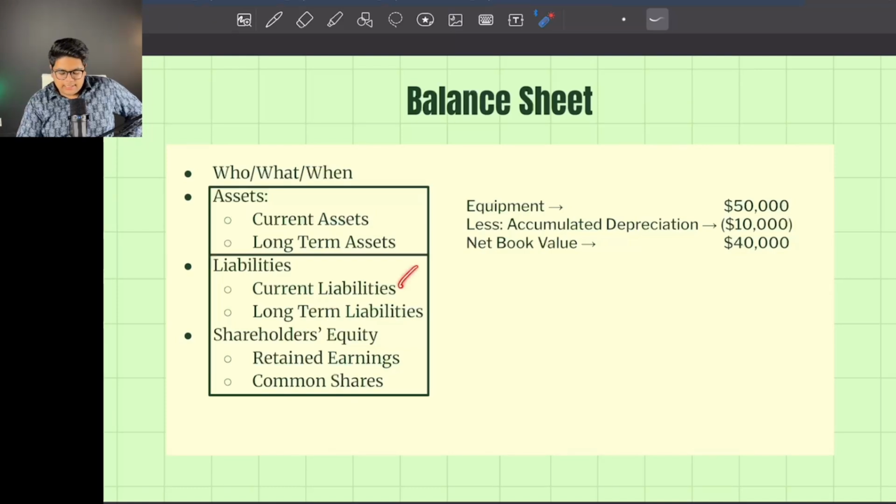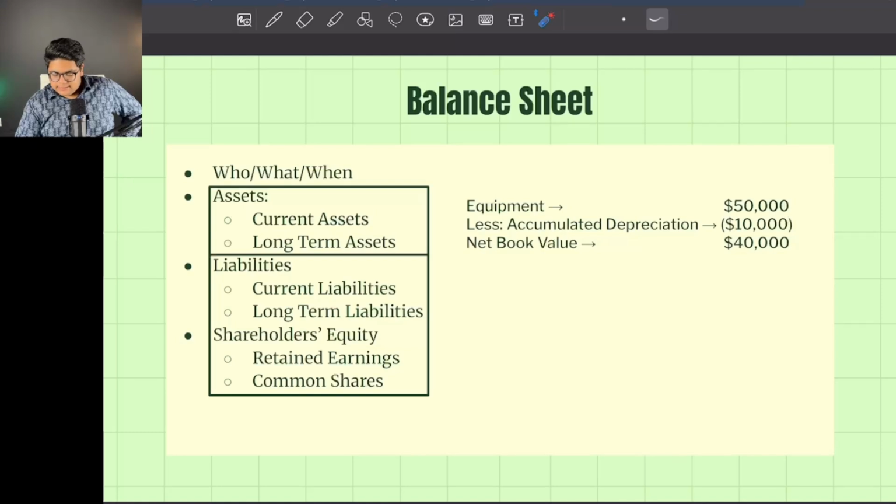Liabilities, again, you have current liabilities and long-term liabilities. For example, at a specific time, if you have a bank loan payable, any amount that is paid under 1 year will be a current liability, and any amount that you're carrying in the long term past 1 year is a long-term liability. Next up, you have your shareholders' equity. So this is your retained earnings and your common shares.